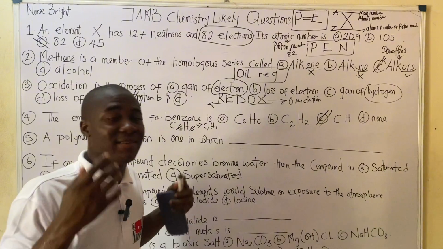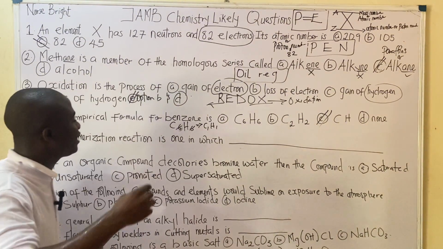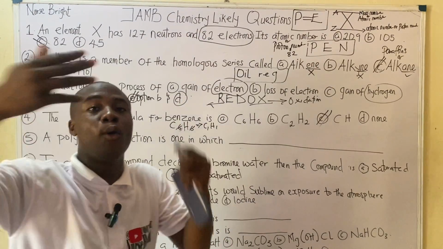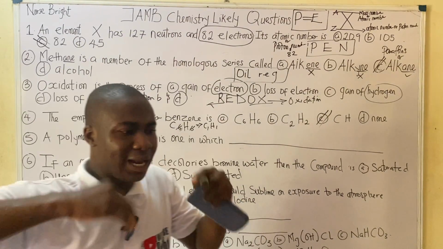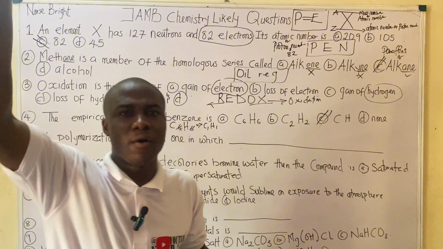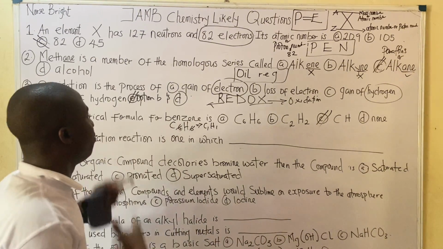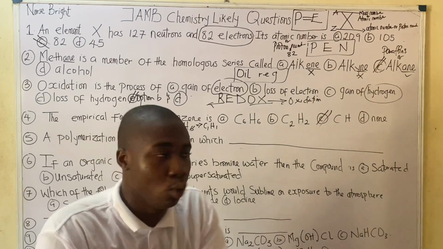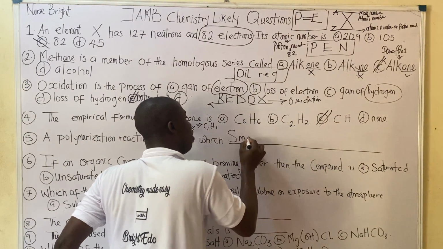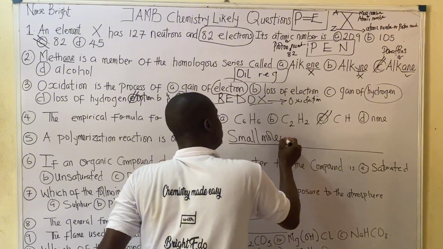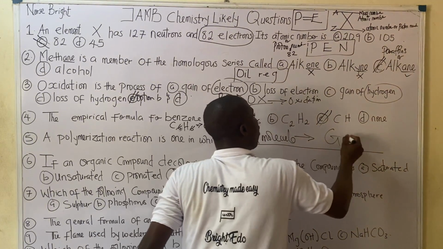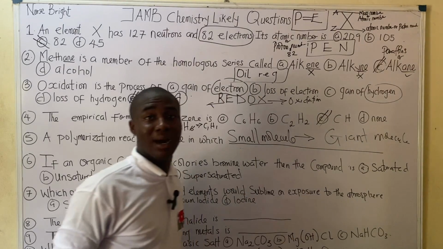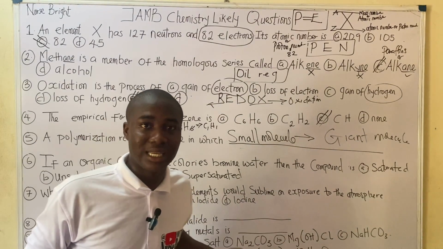For question number 5, it says a polymerization reaction is one in which, very easy, polymerization. Poly has to do with many things coming together to form something that is large. Do you understand? So basically this reaction is the bringing together of small molecules to form what we call giant molecule. Giant molecule. We have different polymers. Do you understand? We have different polymers in chemistry.